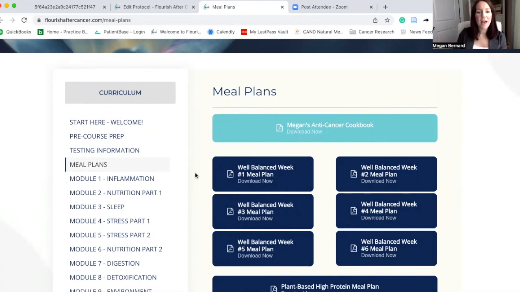But overall, I really do feel like this is a one-stop shop for cancer recovery and prevention. We try to incorporate everything that we could possibly think of that anyone would need whenever they finish cancer treatment and beyond.